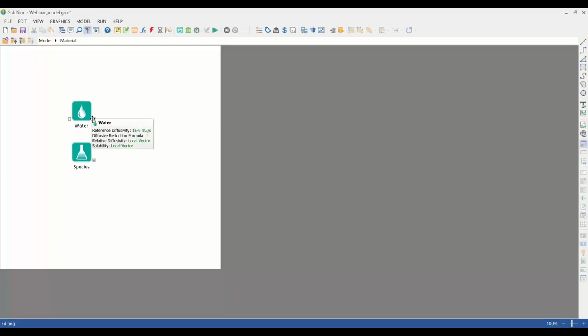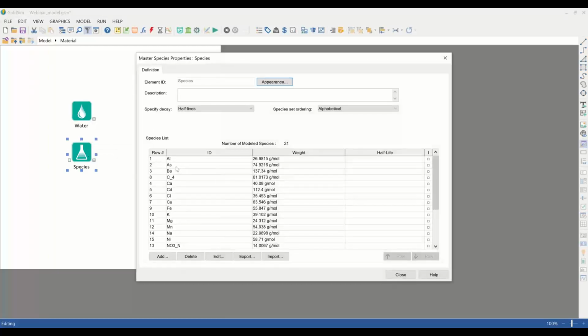And when it's created, it creates two elements, one called water, which represents, of course, water. It has the properties of water. And the other one is the species. And in this element, there is a vector of species. And this is something that for everyone who builds the model of chemistry, you have to add.